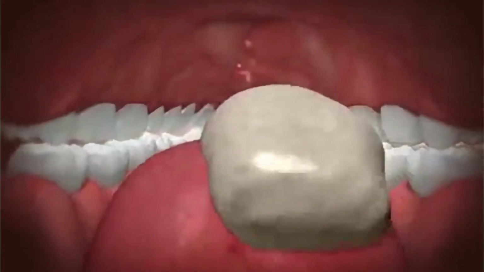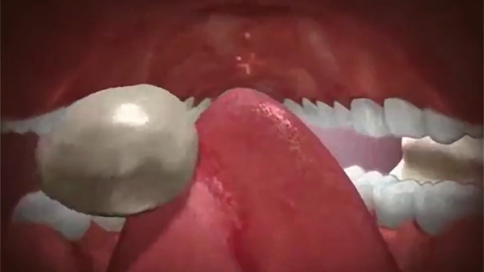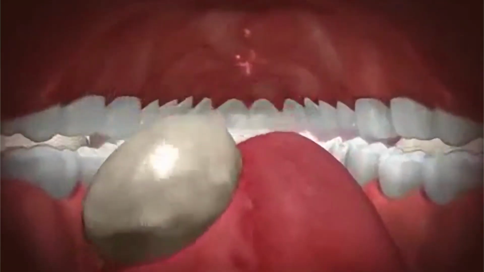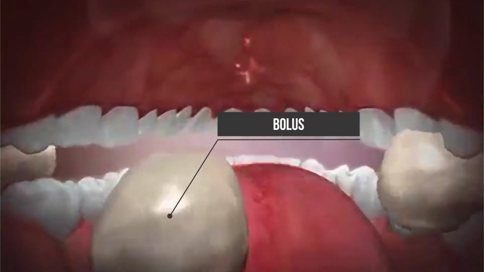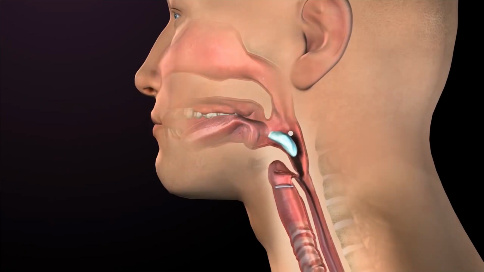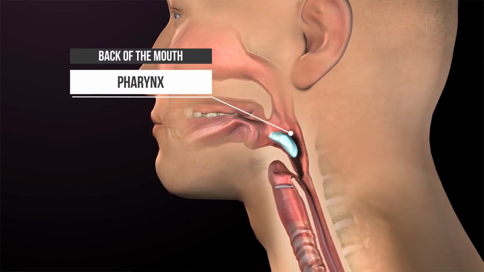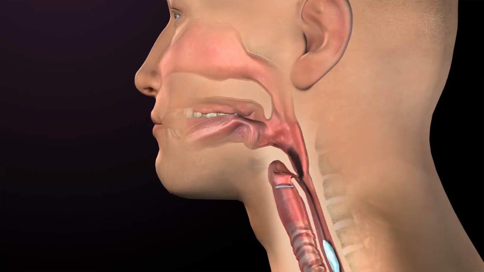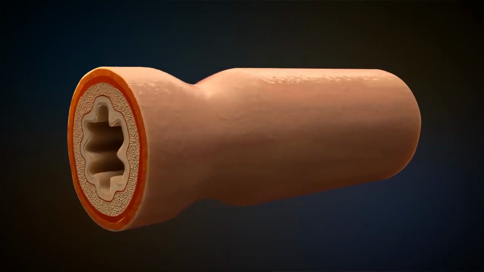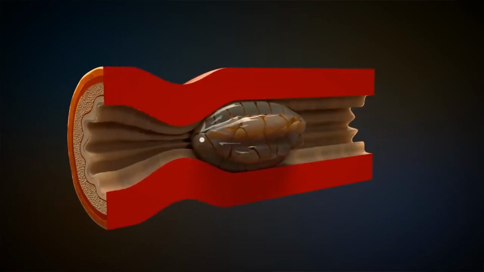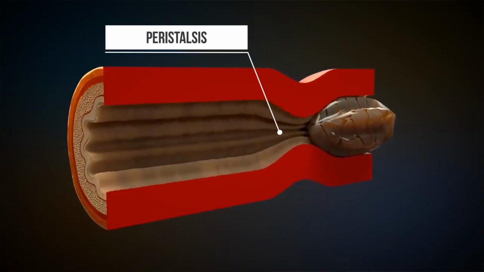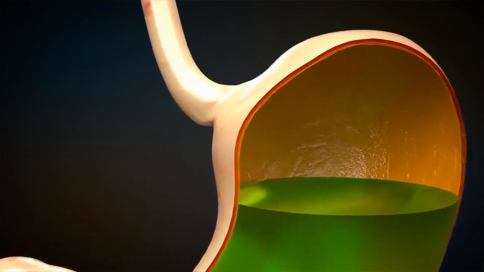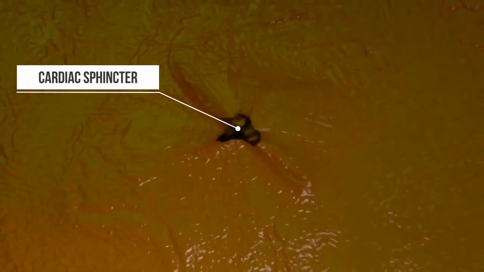The tongue now rolls the food into small round masses, known as boluses, or in singular, bolus. It then pushes the bolus into the pharynx, which is the back of the mouth, for swallowing. The food is then passed down into the oesophagus, or the gullet, to the stomach, through a wave of muscle contraction known as peristalsis. Food now enters the stomach through a muscular valve known as the cardiac sphincter.